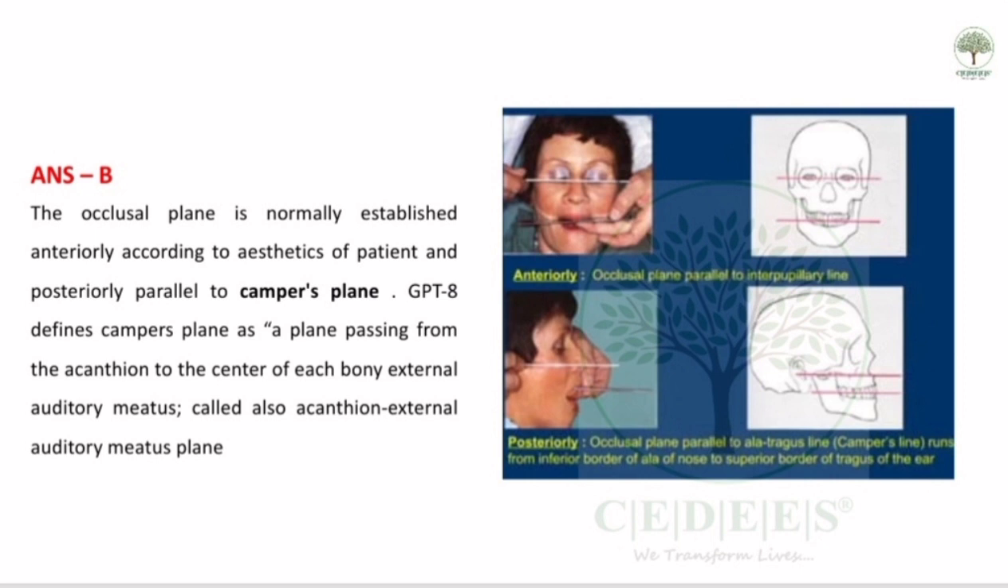It is very well explained in the image, and you can see whenever a Fox plane is placed anteriorly, occlusal plane is parallel to interpupillary line. See, the only motto of placing a Fox plane is that we generate occlusal plane. And always remember, occlusal plane should be parallel to the Camper's plane, which is again there posteriorly. The occlusal plane is parallel to the ala-tragus line, which is also known as the Camper's plane. So if you see anteriorly, it is parallel to interpupillary line. If you see posteriorly, it is parallel to the Camper's plane.